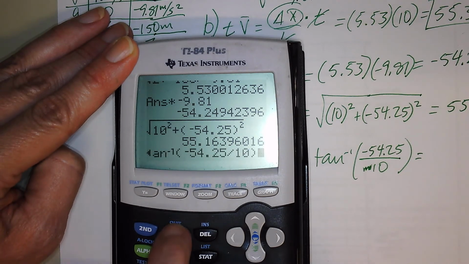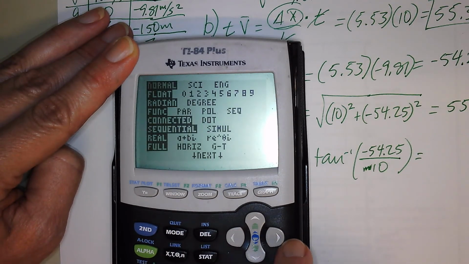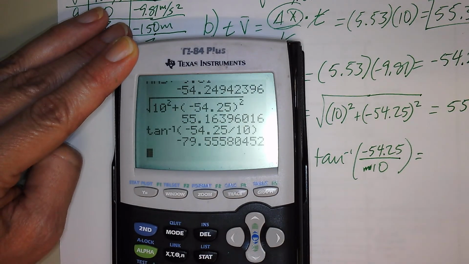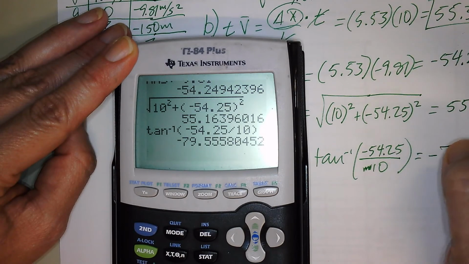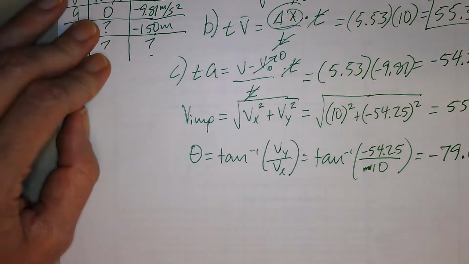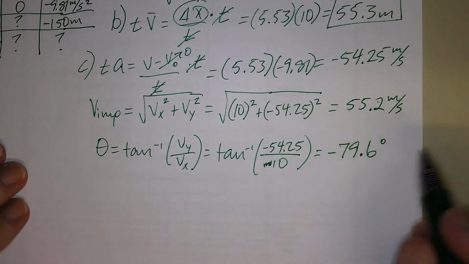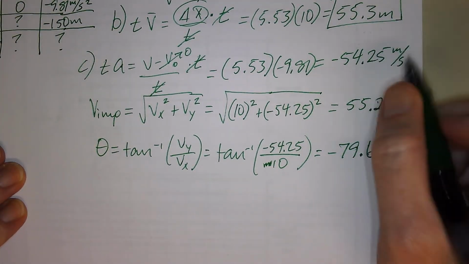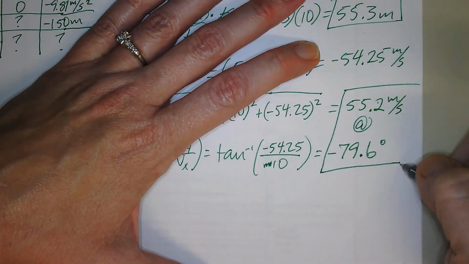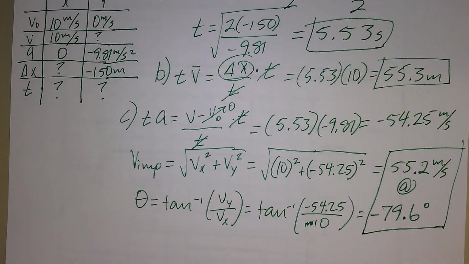Oh, and you have to make sure your calculator is in degree mode to do this. Like mine is right now in radians, you need to put it in degree mode, or else it'll give you your answers in radians, and you don't want radians, you want degrees. All right, so negative 79.6 degrees. So your impact velocity is 55.2 meters per second at negative 79.6 degrees. Okay, and that is one question from start to finish for an example.